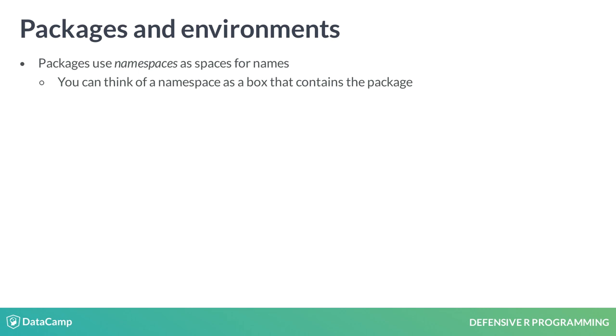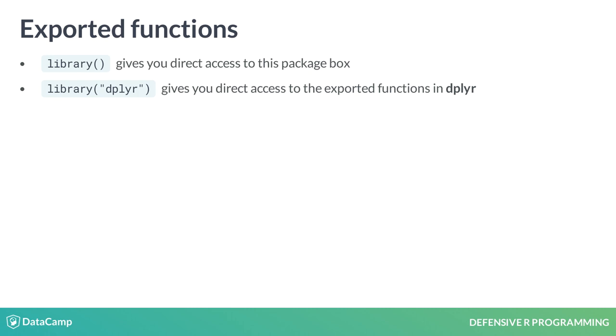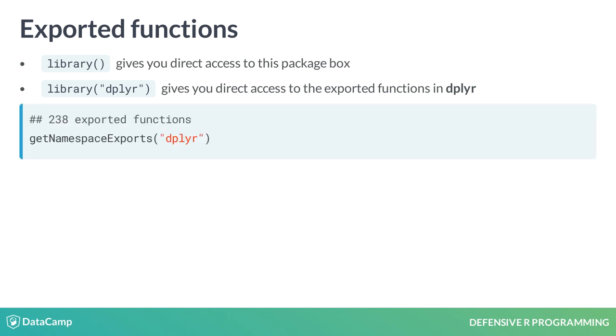I think of namespaces as a box that contains all the package functions. The namespace keeps things tidy. It's just like a folder on your desktop. Now, when we use a library function, we get direct access to this package box. We can see the functions, or the exported functions more precisely, via the getNamespaceExports function. The dplyr package has over 200 exported functions.